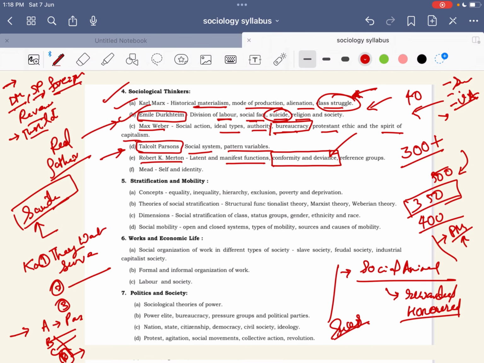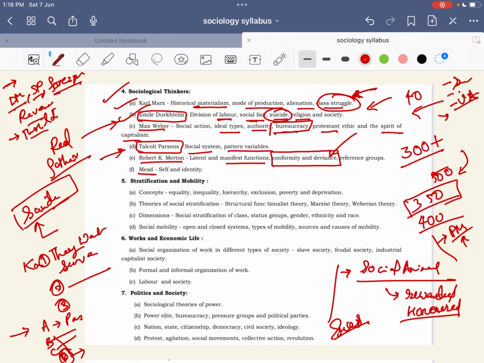And then there is Mead. And Mead, the thinker, is the last thinker in this sociological thinkers chapter. He is a very different thinker. He is more focused on the individual perspective.